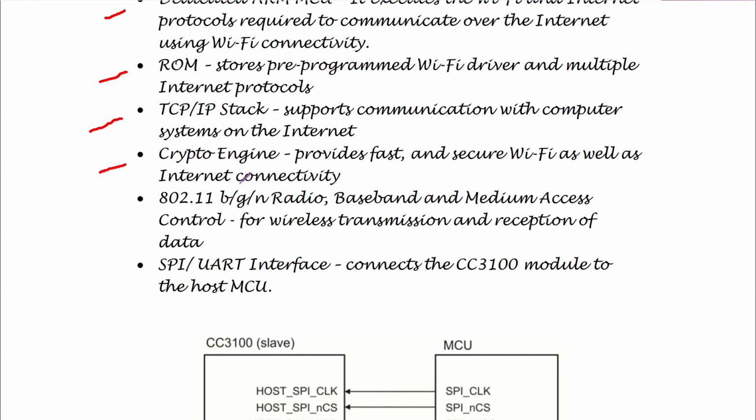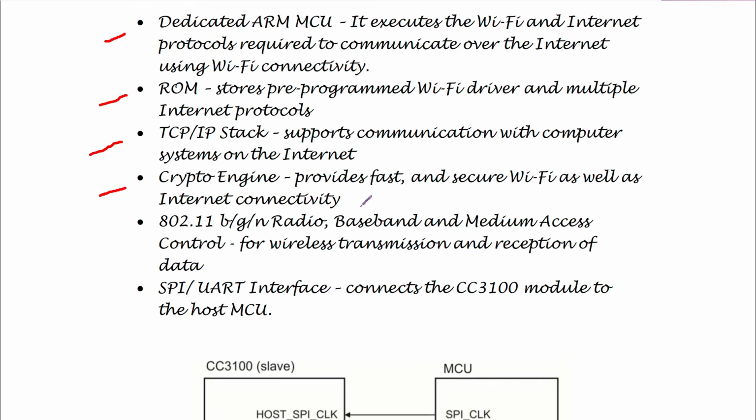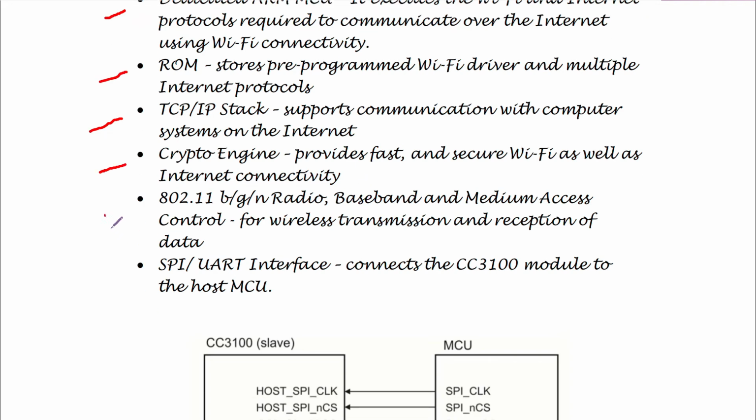It has a crypto engine also, which provides fast and secure Wi-Fi connection as well as internet connectivity. So this is also important. This is not available in many of the devices that are available in the market. It has an 802.11 B/G/N radio baseband and medium access control. So this is your Wi-Fi radio that's attached in this so that it can wirelessly communicate with the internet or any other router or network.